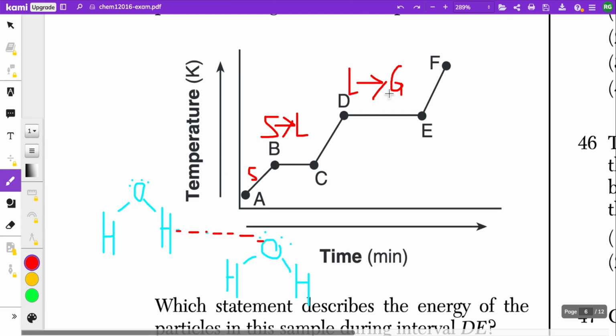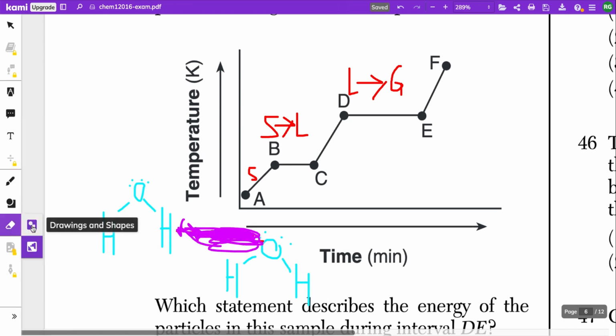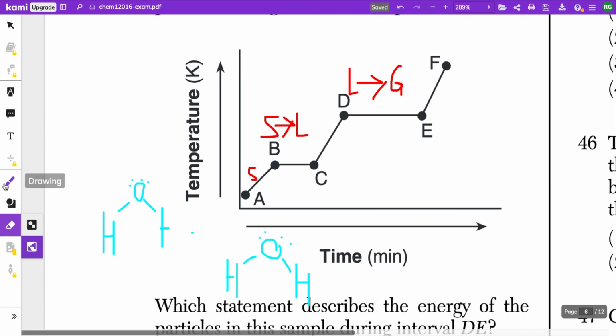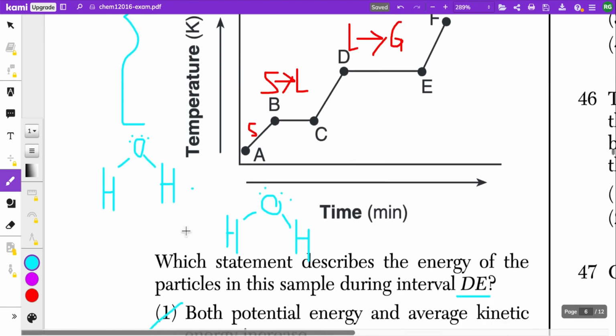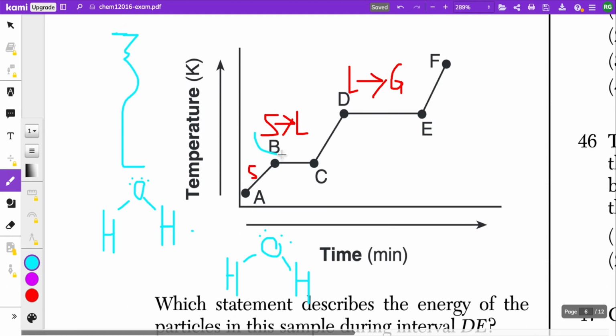And when you're going from a liquid to a gas, what you're essentially doing is completely breaking these intermolecular forces. So you're completely getting rid of them. So let me just erase this. So now they don't have any attractions between one another, and therefore they can flow into the gas phase. They can go everywhere. So that's the summary: when you're going from a solid to liquid, you're weakening intermolecular forces, and when you're going from a liquid to a gas, you're completely breaking the intermolecular forces.